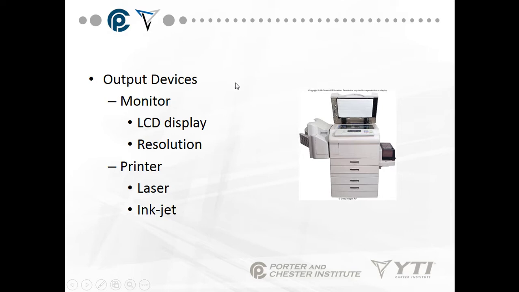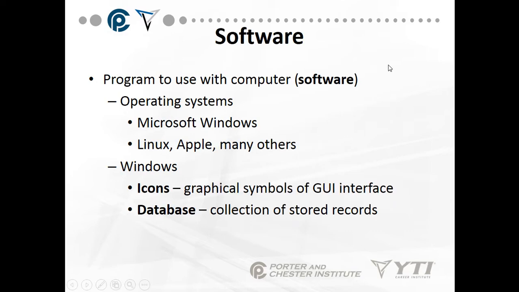Output devices. How do we see the information that's in our computer? Well, we look on a monitor. It can be an LCD display with different resolution. Or we can print it out on the printer, which is either a laser printer or an inkjet printer.